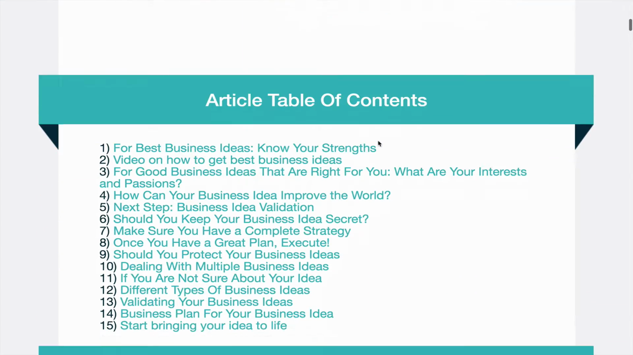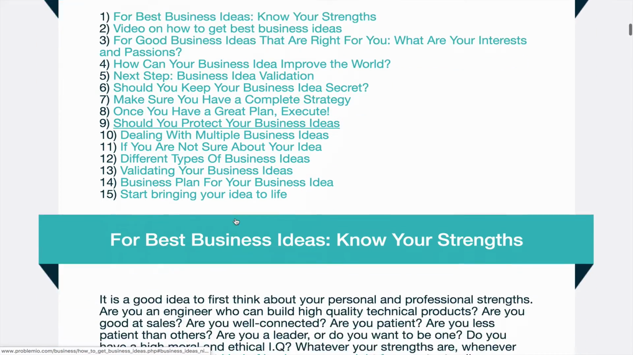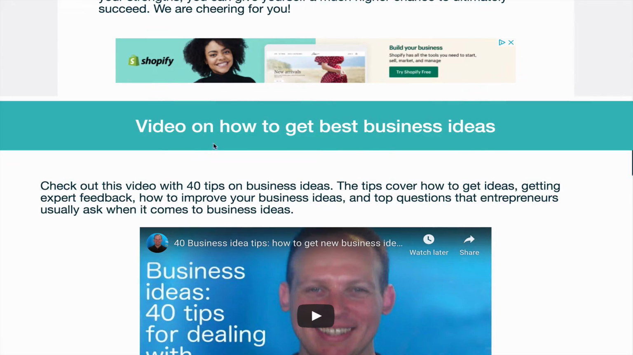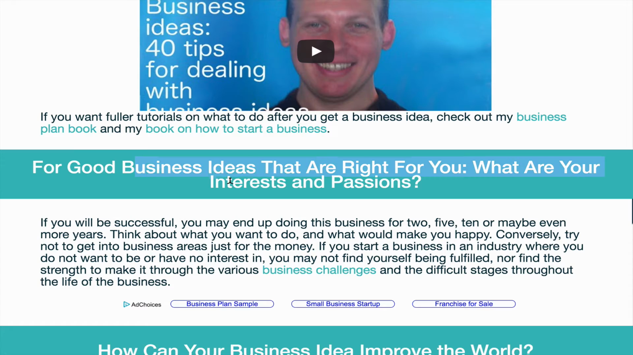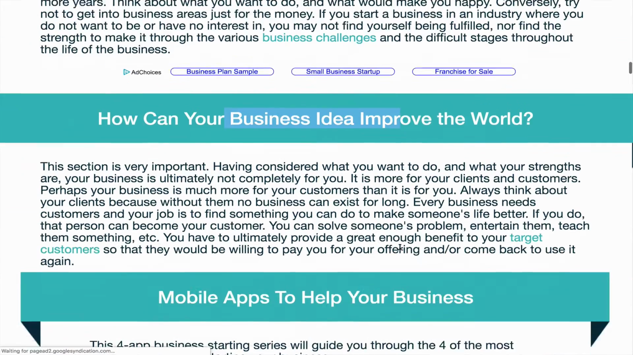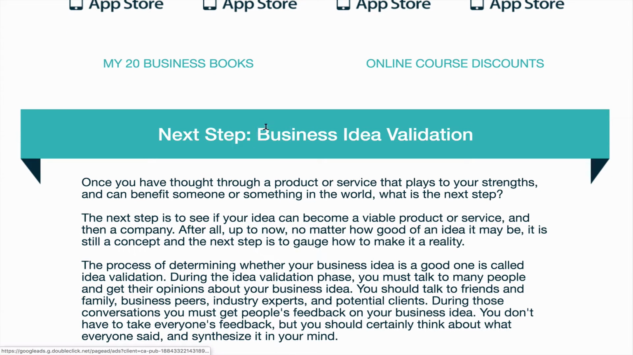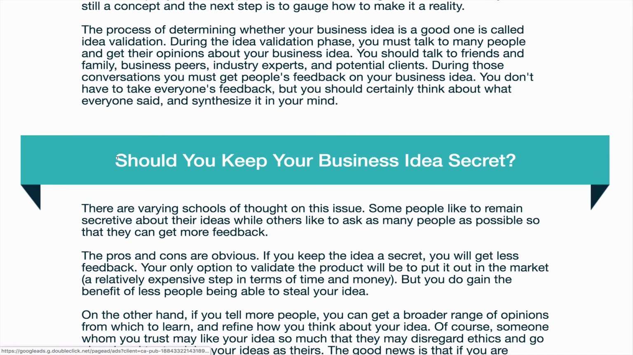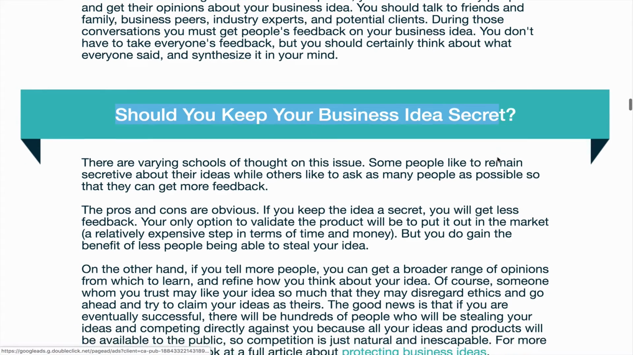So when I scroll down, you see I have a really long table of contents. Essentially, this page links to itself. And then I have a video on how to get business ideas. So it has rich content, photos, as you saw up there, and videos. Then I start talking about passions and interests, improving the world kind of stuff, mobile apps for business ideas, business idea validation. That's a keyword. Should you keep your business idea secret? Should you be private about it? You see, these are long tail keywords of the short tail business idea keyword. These are longer variations.